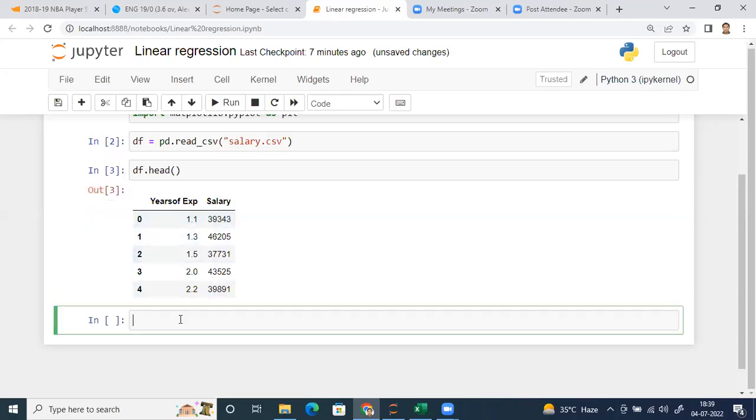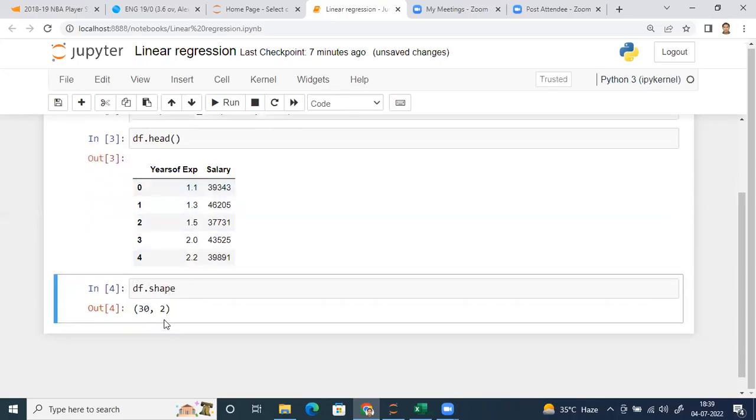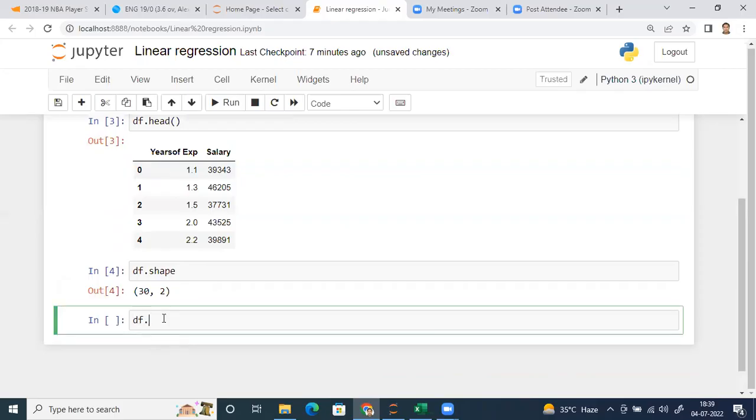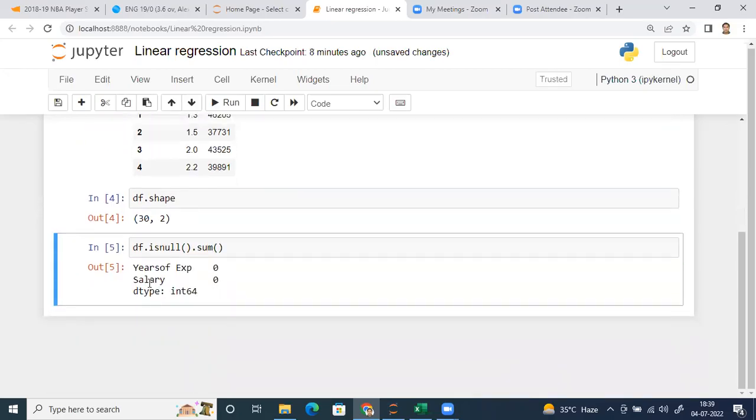Let me check the shape of the same, how many rows and columns are there. So we have just 30 rows and 2 columns. One is the output column, one is your input column. Fine, no issue. Let me check the missing values: df.isnull().sum(). Okay, so no missing values, perfect. So let me just explore the data.